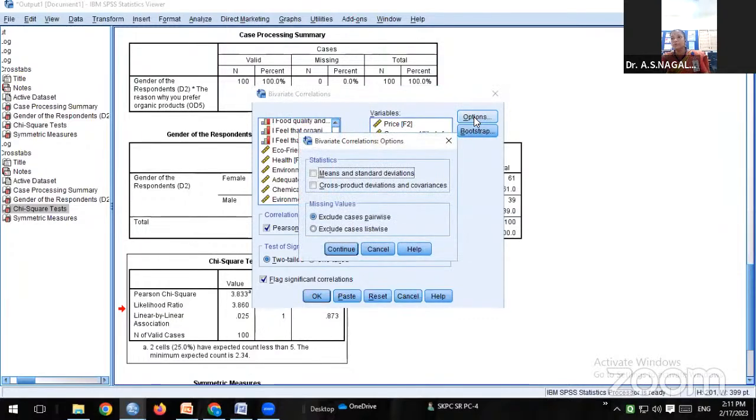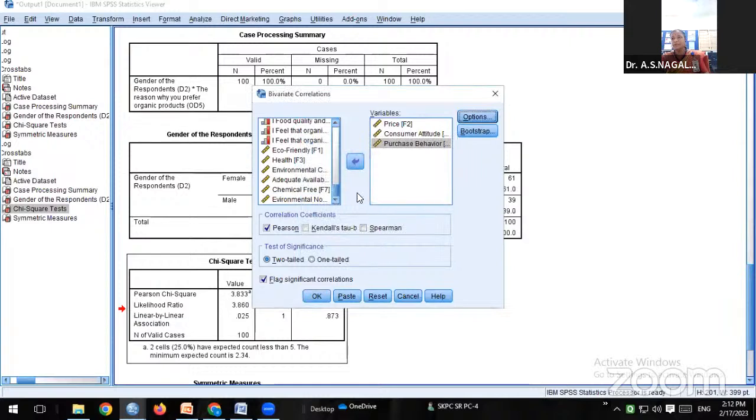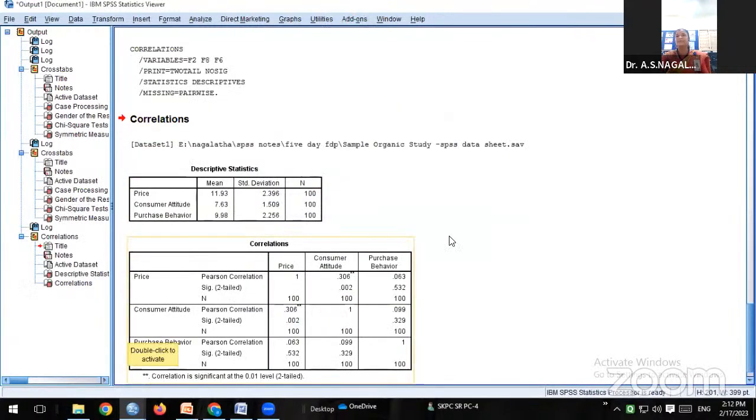Okay, we go to options, mean and standard deviation. You would like to take, say, continue. So that's it. Pearson, two-tailed, everything is fixed by default. Just click OK. Okay, so here there is a mean and a standard deviation.